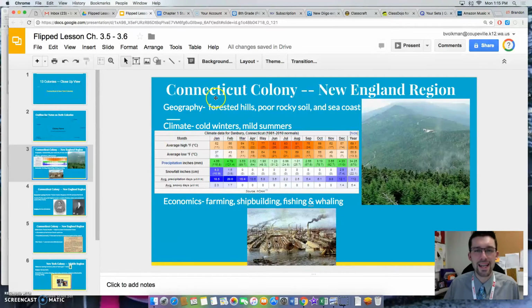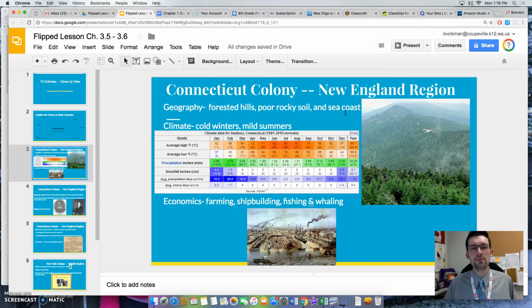We're going to start with Connecticut. The colony of Connecticut. It was in the New England region. We are only going to look at 3 New England colonies, and this will be the last one. The geography of Connecticut included forested hills, as you see on this picture over here. Like the previous New England colonies we discussed, there was very poor rocky soil, and it was on the coast.